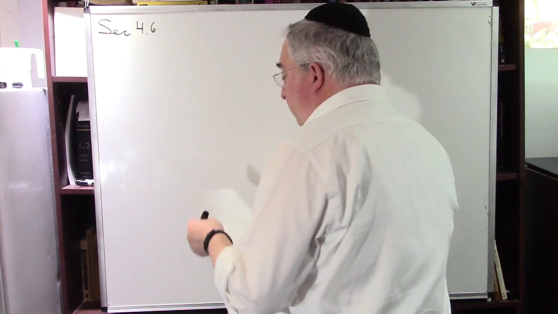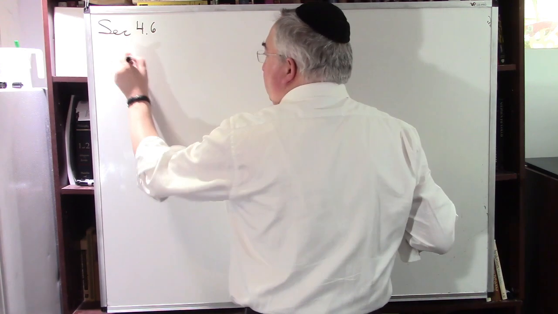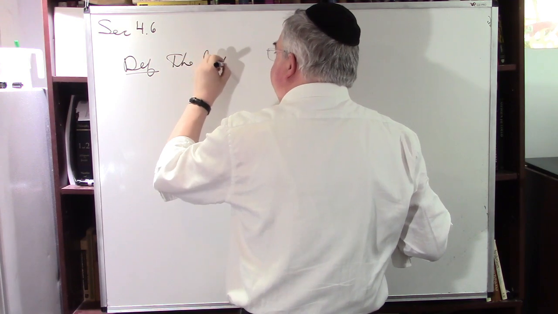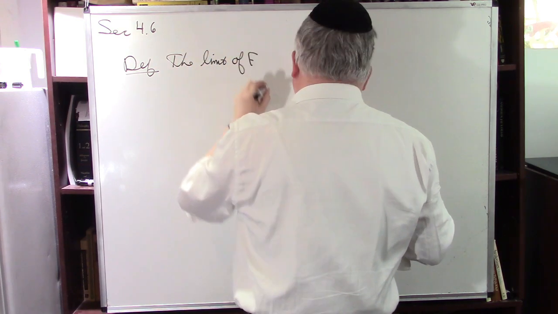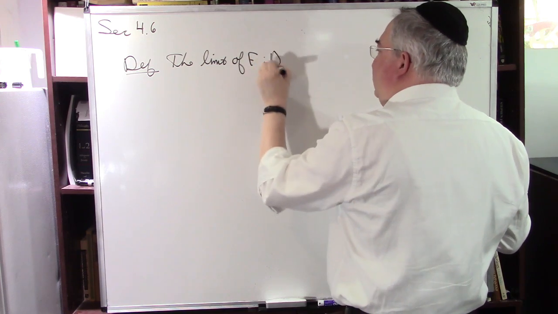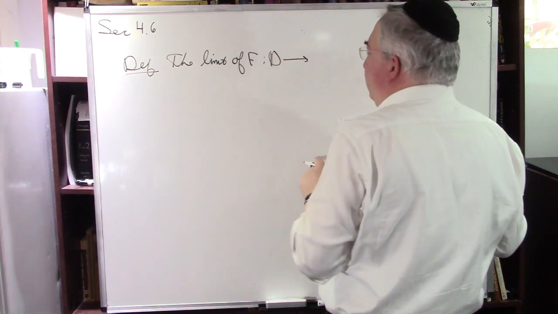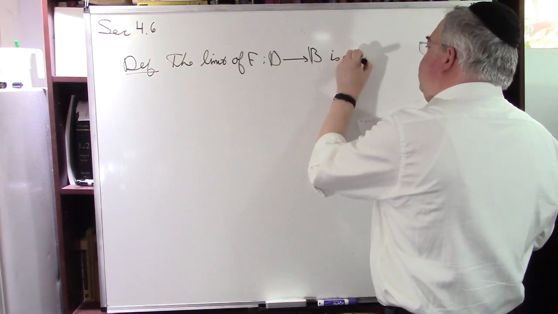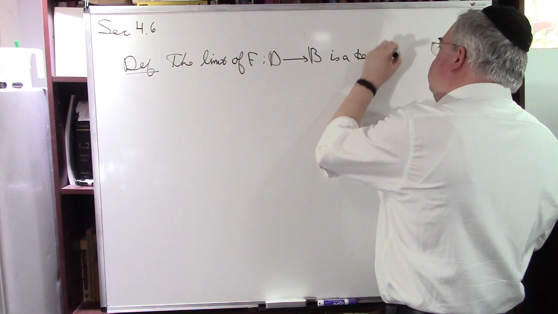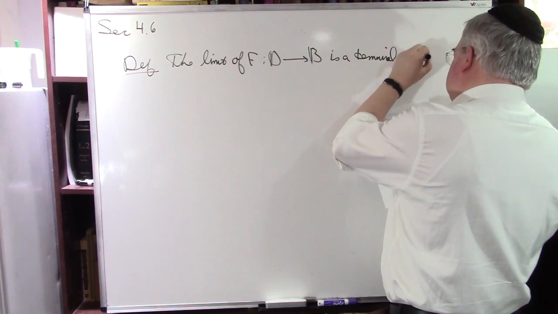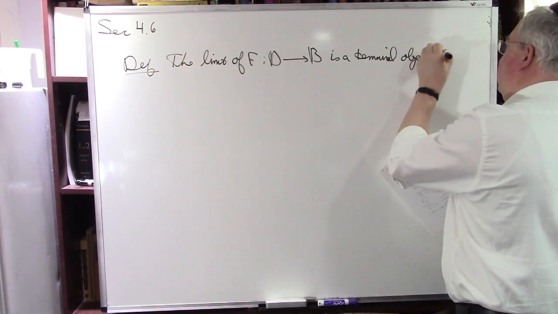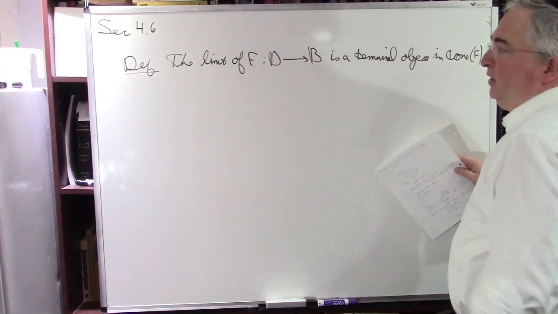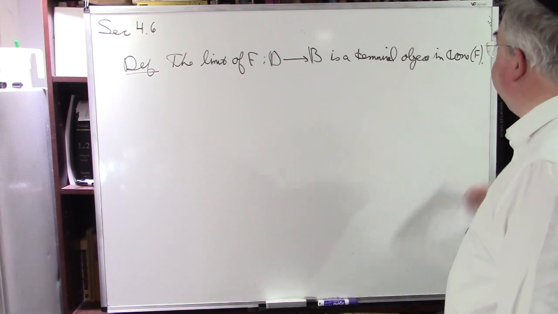Okay, great. Now let's make a formal definition. The limit of F from D, that's a shape category or a diagram category, to B is a terminal object in cone of F. Of course, it's not unique. It's unique up to a unique isomorphism.